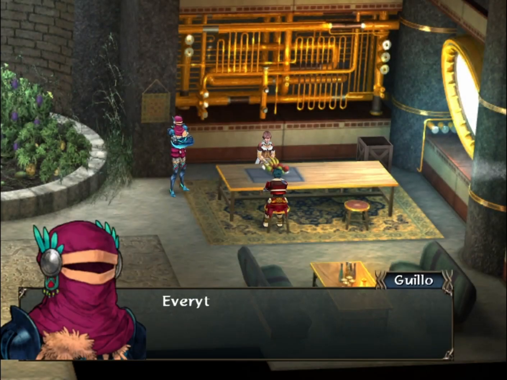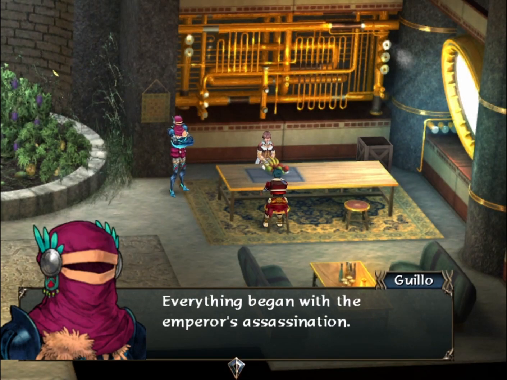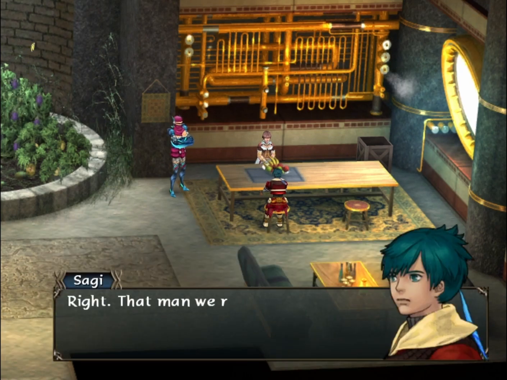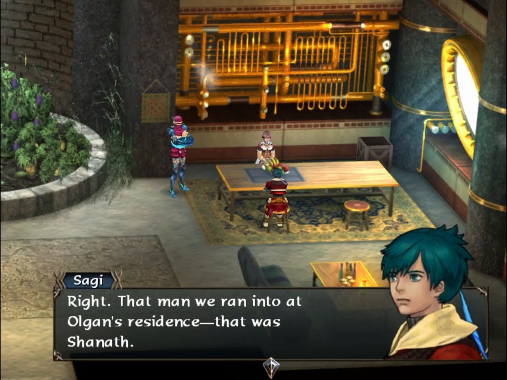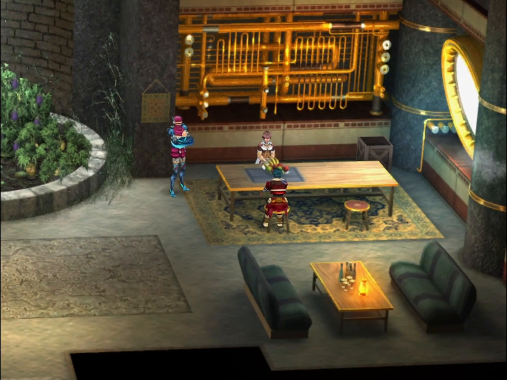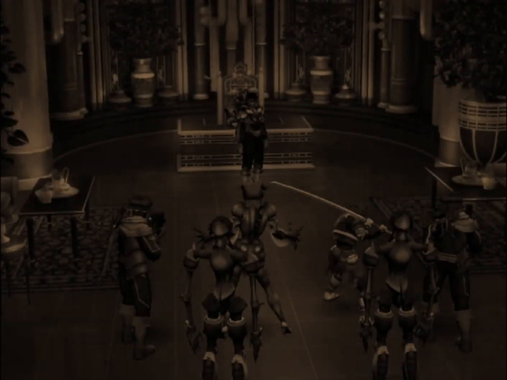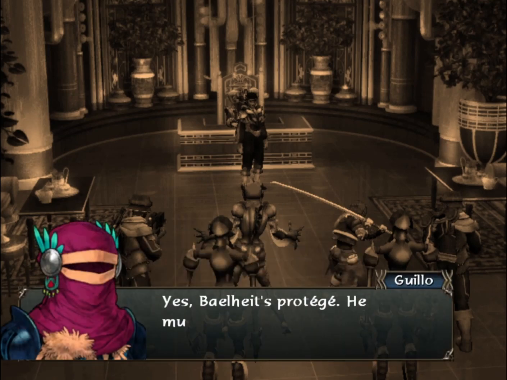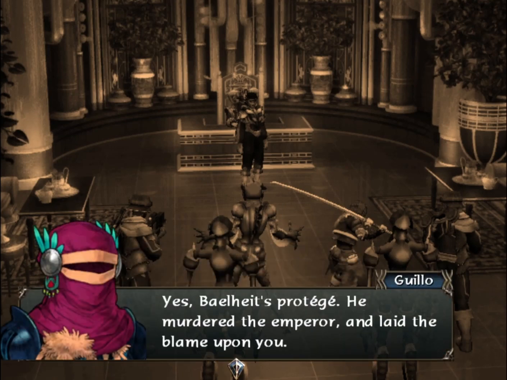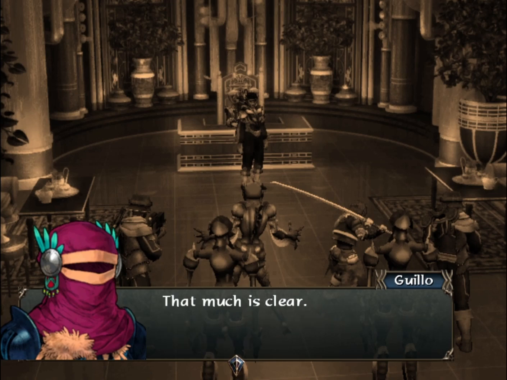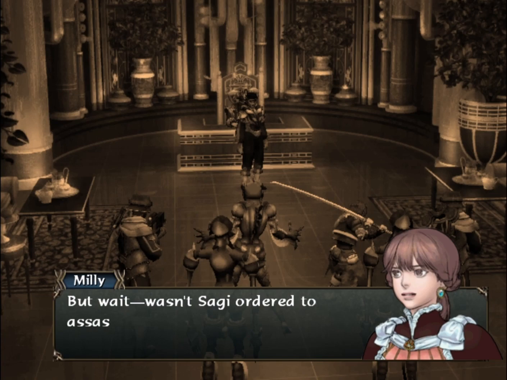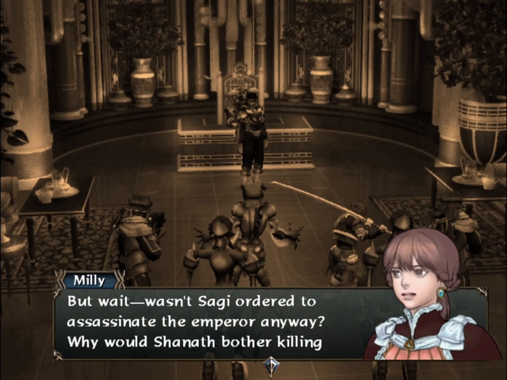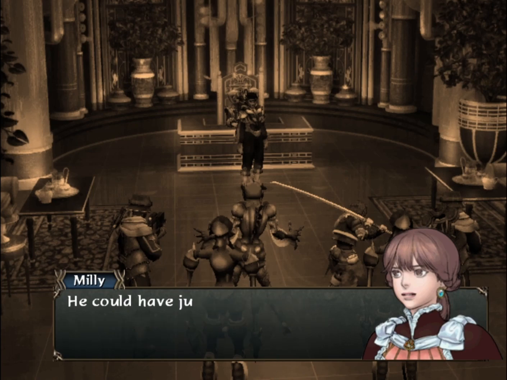I've got a terrifying feeling that we're about to try reflecting on everything, beginning with the Emperor's assassination. Right. And I don't think that's going to go well. The man we ran into at Owen's residence was Shanad. Yes, Belheight's protege. He murdered the Emperor and laid the blame upon you. But wait, wasn't Sagi ordered to assassinate the Emperor anyway? Why would Shanath bother killing him? He could have just let Sagi carry out his mission.